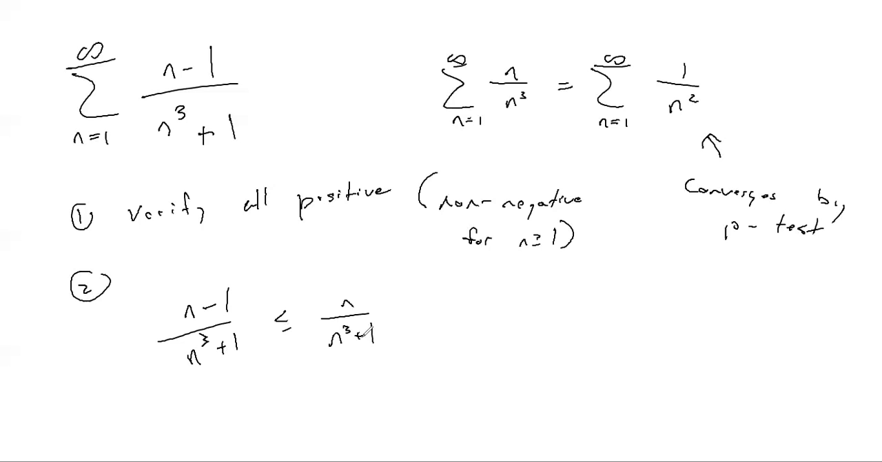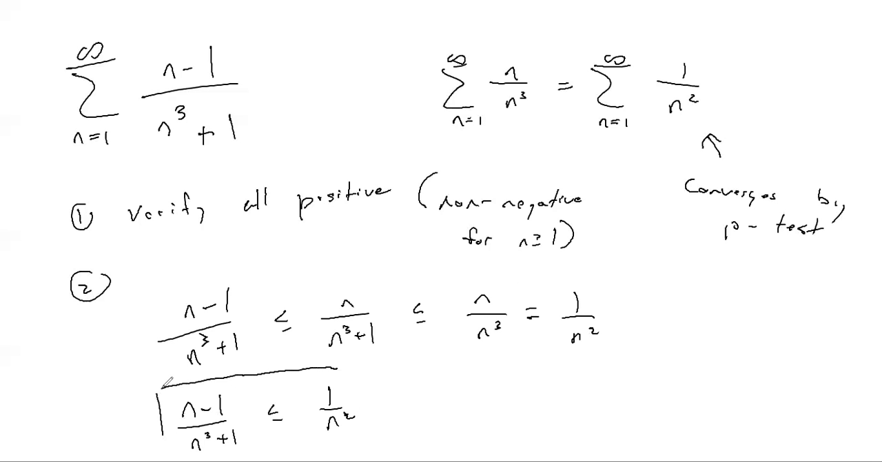And what's going on the bottom? Okay, we're dividing by a number slightly larger than n cubed. We're adding 1 to it. So that should be less than or equal to n over n cubed. And n over n cubed is equal to 1 over n squared. So to summarize, n minus 1 over n cubed plus 1 is less than or equal to 1 over n squared. And this is the inequality I want.